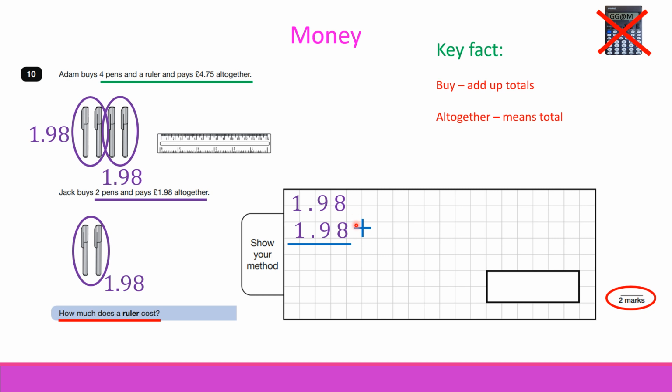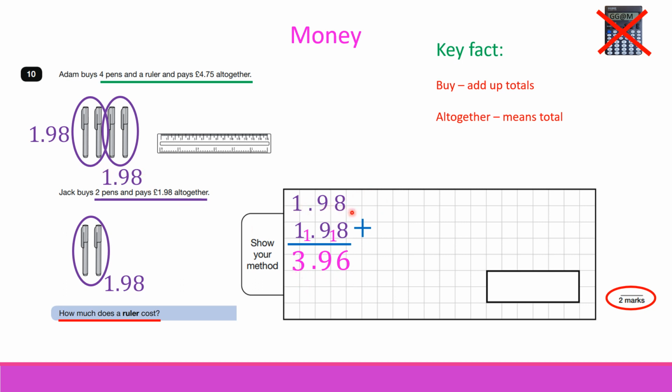So on the right hand side, I'm going to add up the right hand side first. So 8 plus 8 is 16. So carry the 1 and put a 6 underneath. 9 plus 9 plus 1. Well, 9 plus 1 is 10. Add on the 9 gives me 19. So I carry the 1 and put a 9 down here. 1 plus 1 plus 1 is 3. And the decimal point stays in the same place. So the 4 pens altogether cost £3.96.